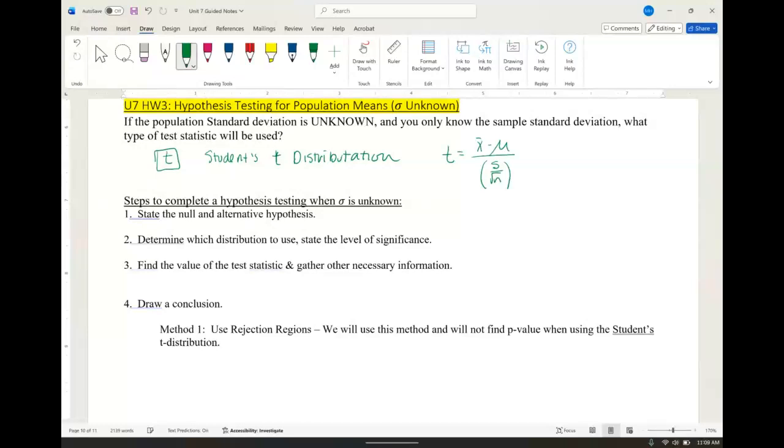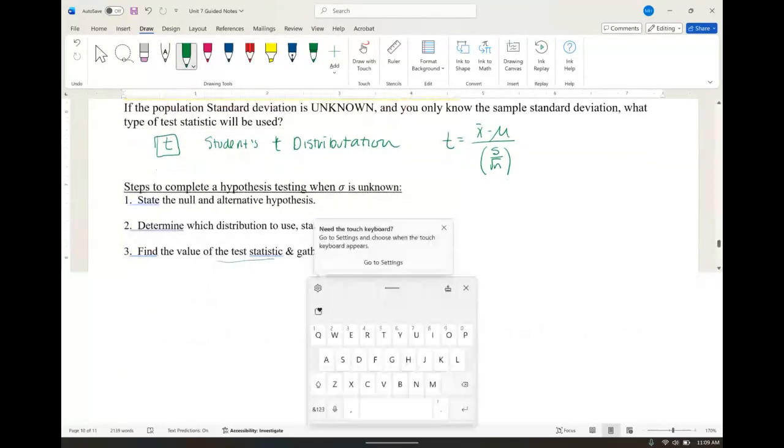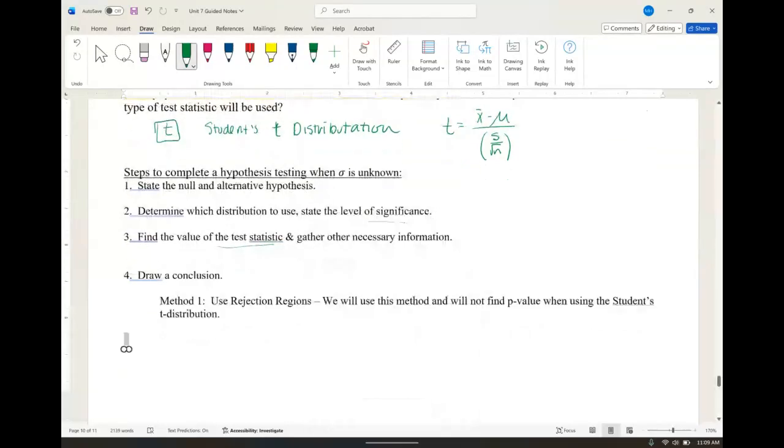Our steps to complete the hypothesis test are very similar. We have the null and alternative hypothesis. We'll decide on our student's T distribution. We'll need to find that level of significance. We'll find the value of the test statistic, and then we'll draw a conclusion. For our conclusions in this section, we will only use our rejection regions.